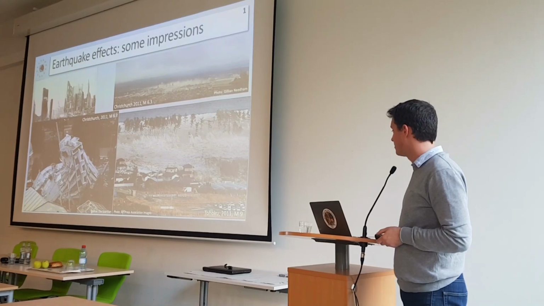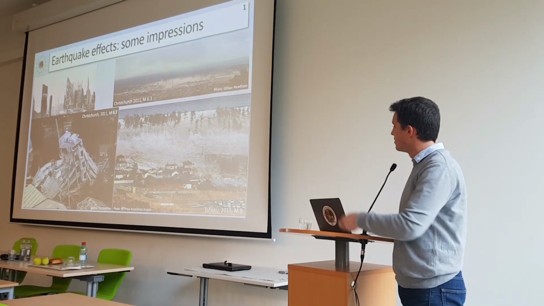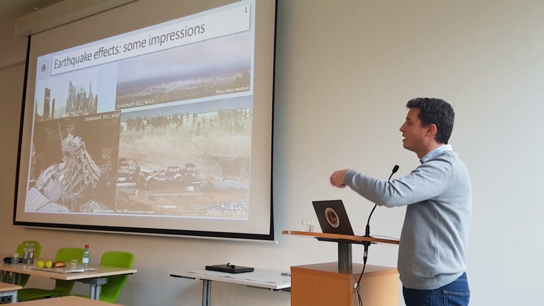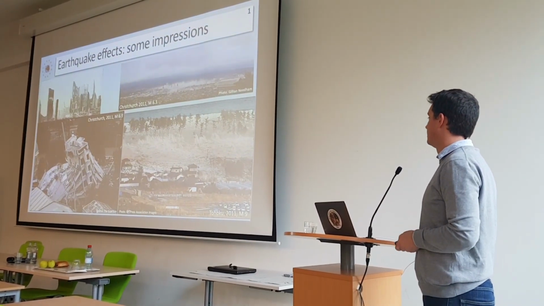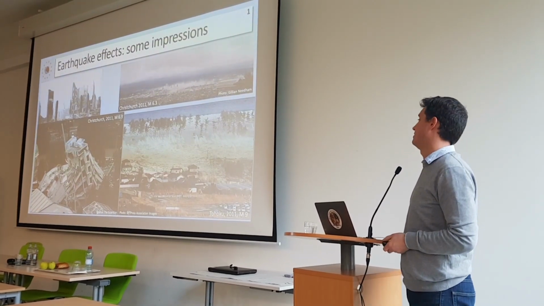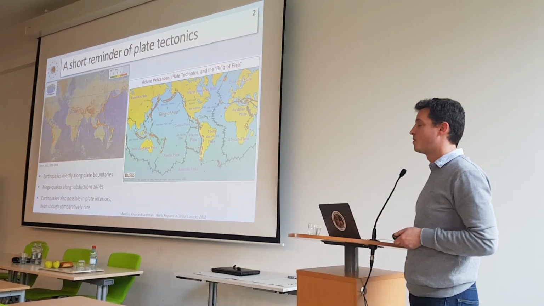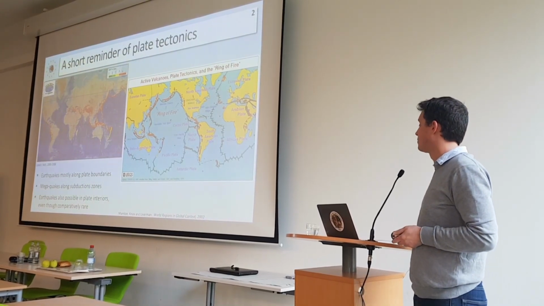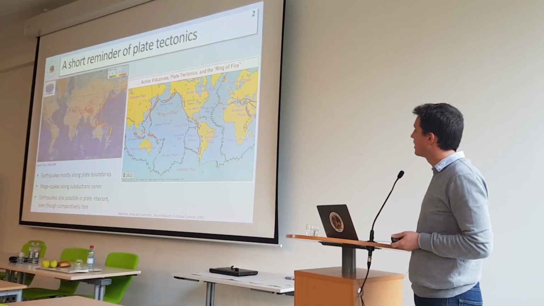Also from 2011, the Great Japan earthquake, magnitude 9, the Tohoku earthquake. And here you can see the incoming tsunami at the coastline. So these are a few of these classical devastating earthquake impressions. And to better understand this, just a brief reminder of plate tectonics, which probably most of you have seen in the basics in geography classes.